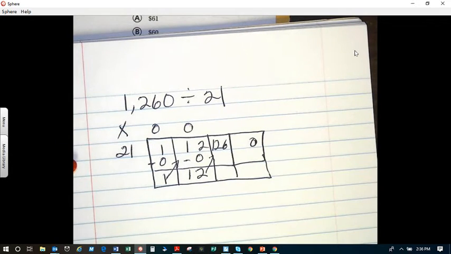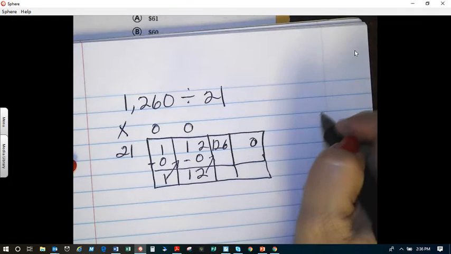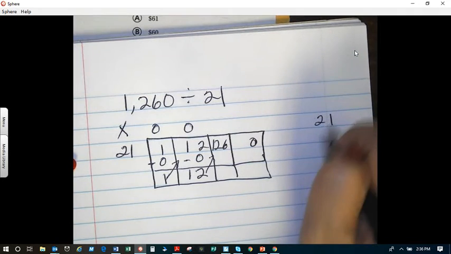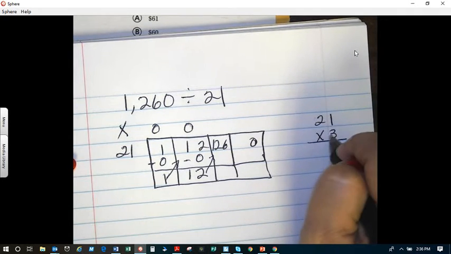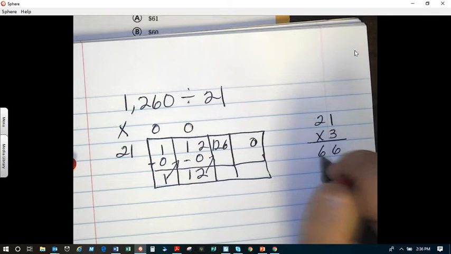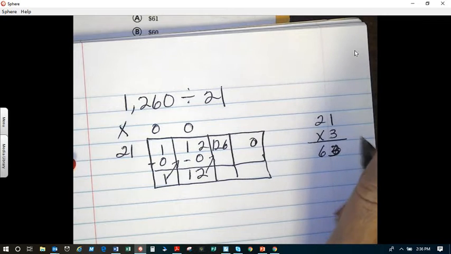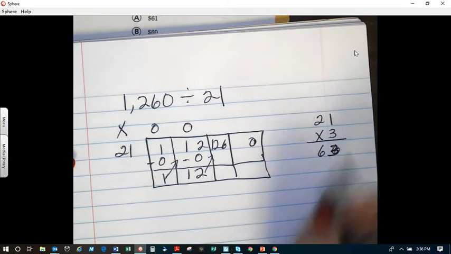How many groups of 21 can go into 126? So it's 21 times, let's do 3. That's 3, 6, 3. Guys, I'm trying to hurry because I see that you're almost done with specials. All right, I can still keep going.